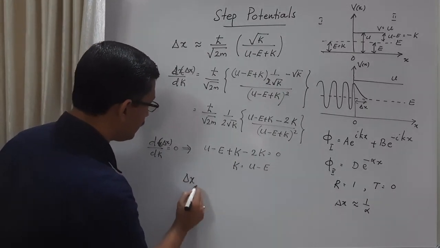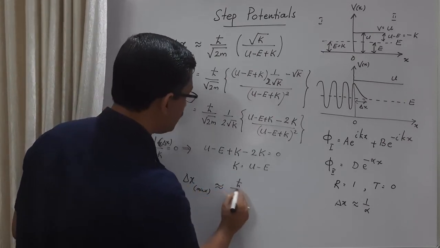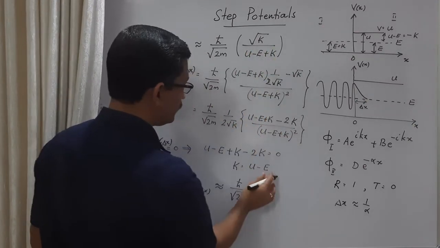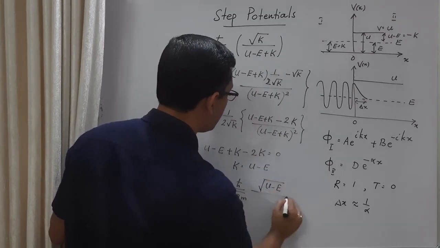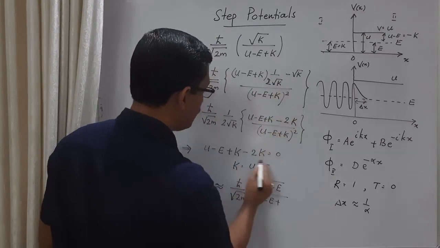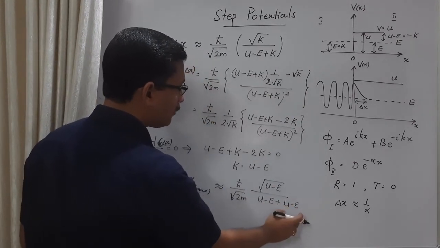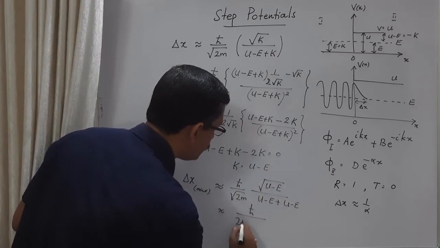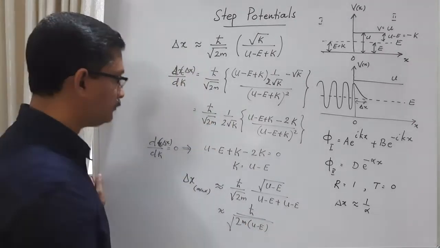Therefore delta x maximum is of the order of, again, x cross by square root of 2m. Instead of k, I am substituting this. So we have here square root of u minus e divided by u minus e plus, and this value of k is u minus e again. So we have 2 times u minus e here. So then one u minus e will cancel. So we have h cross divided by 2m into u minus e, square root of 2m into u minus e.